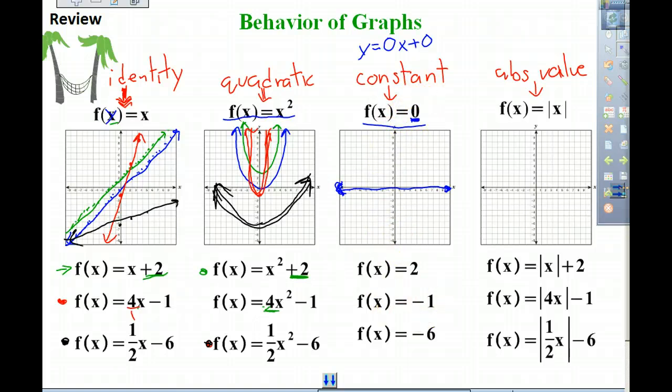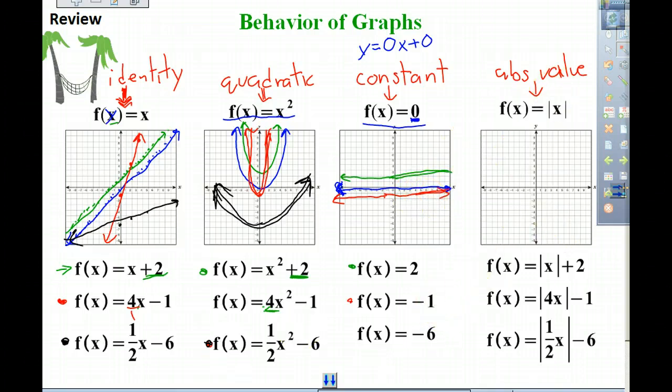And again, we have the 2. That just moved up 2. Oops, should be a straight line there. The -1 has just moved down 1, and so on. So let's use this pattern for absolute value of x.